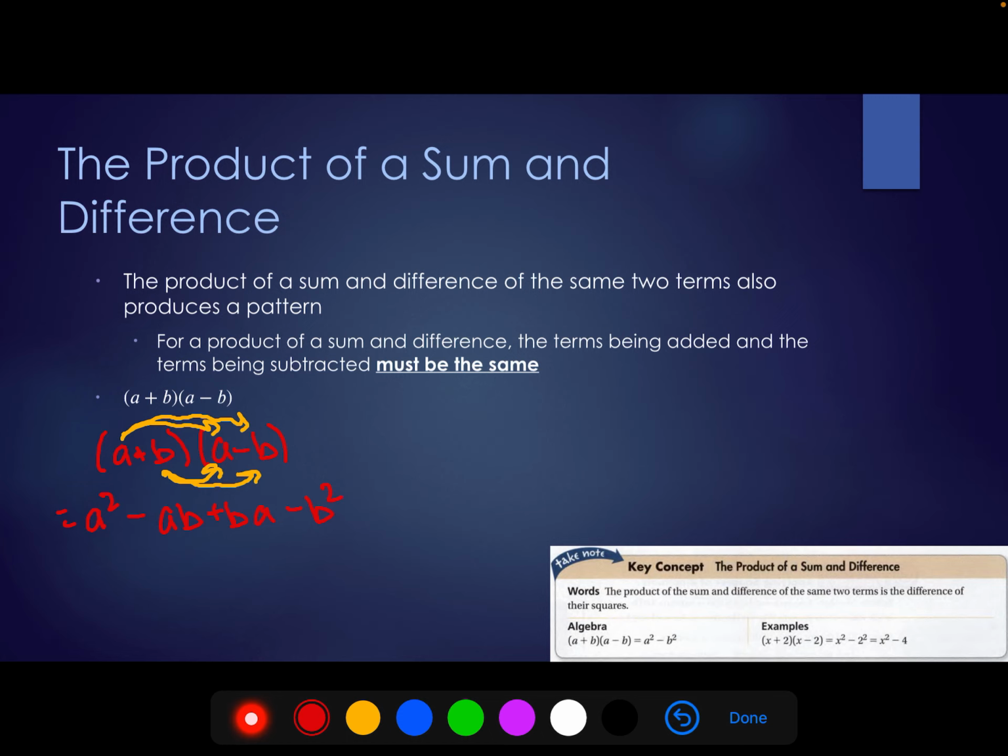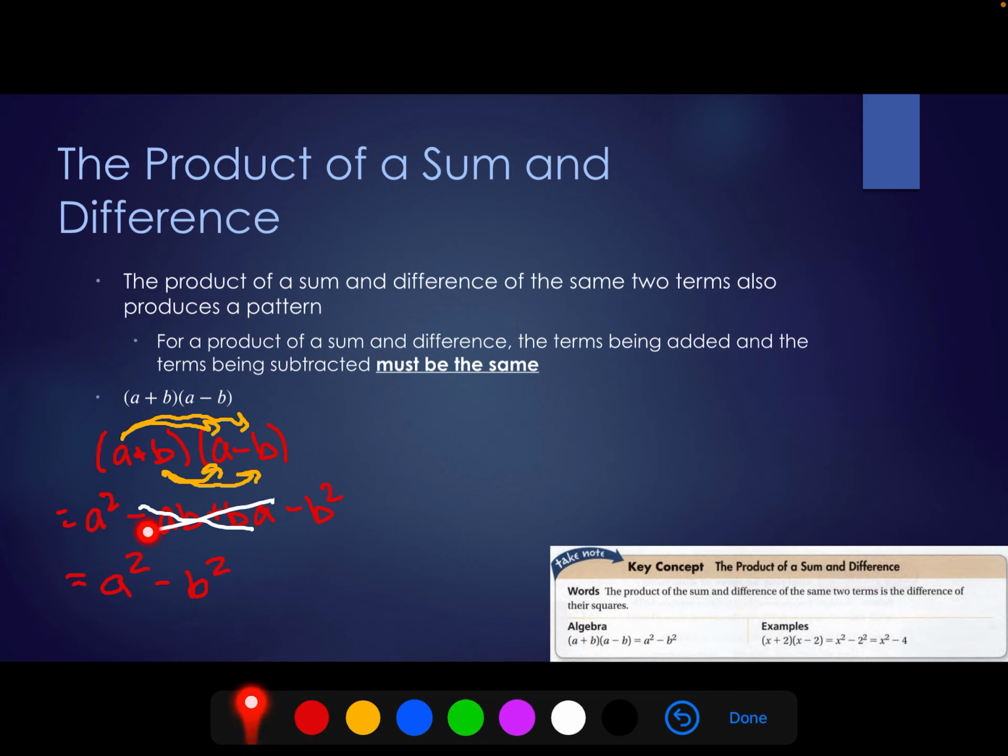So now we have to go ahead and combine like terms, right? So if we take a look, we see that we have a negative ab and a positive ba, right? Just like last time, those are like terms, even though they're written in a different order. Multiplication is commutative, so it doesn't matter what order we write them in. These are like terms. So we have a negative ab and a positive ba, so those two just get rid of each other, and this turns into 0. And then all we're left with is this a squared minus b squared.